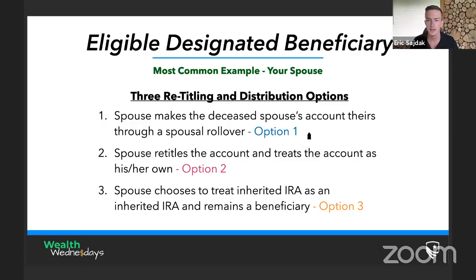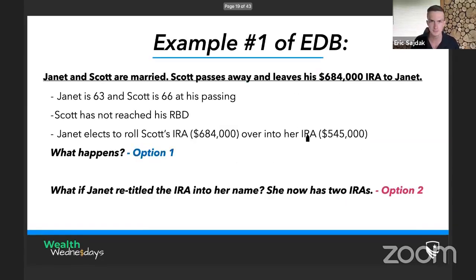And there are some interesting ripples that happen in some specific planning cases. So let's go through a few examples. Janet and Scott are married. Janet is 63, Scott is 66. Scott passes away at 66 and leaves his $684,000 IRA to Janet. Scott's obviously younger than his RBD date, which would be 72. So he has not reached it yet.